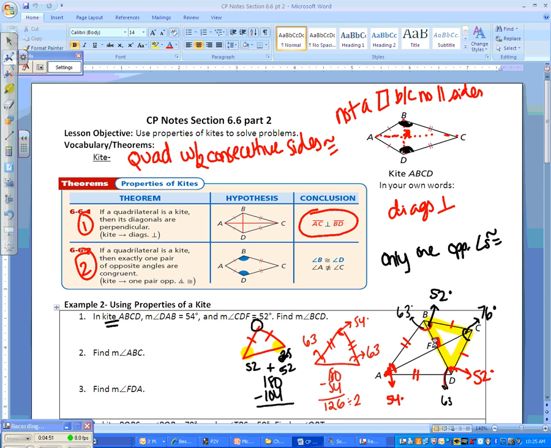All right, so basically you solve this whole kite just using isosceles triangles. If you want to look at isosceles triangles, go ahead and look at isosceles triangles.